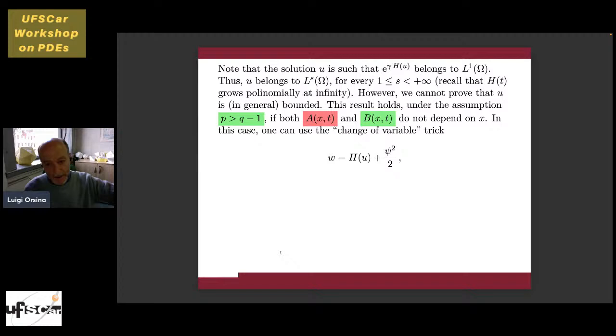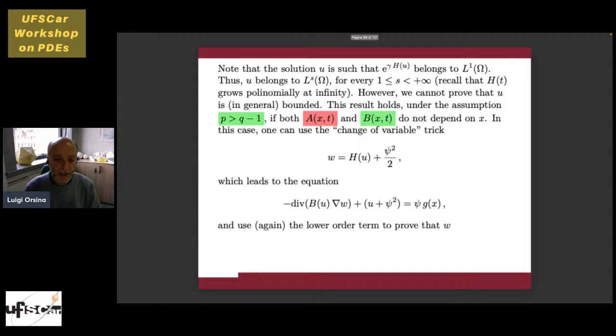I showed you before. You get this equation after changing of variables, and now you use again the lower order term u plus c squared to prove that w, that is to say u, and that is to say psi, are bounded functions. And so if a does not depend on u and b does not depend on x, you get L infinity solutions.